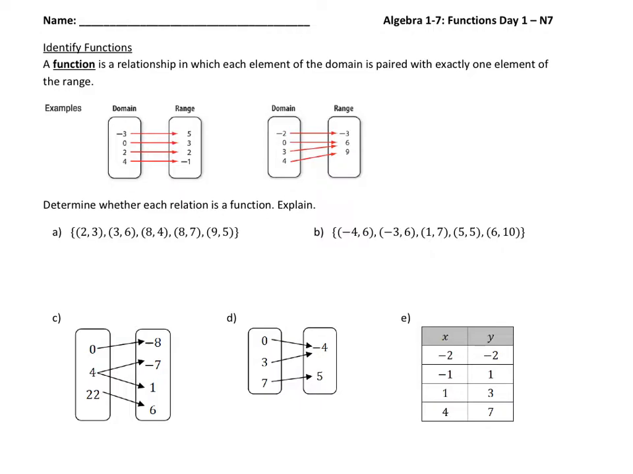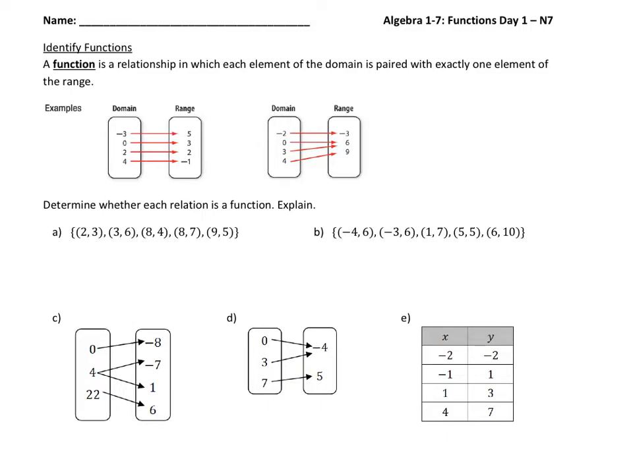Identify functions. A function is a relationship in which each element of the domain is paired with exactly one element of the range. So when we take a look at these two different examples, we have domain on the left and range on the right. These are mappings. And if you notice, every element of the domain has only one arrow or line to each element of the range. Over here as well, each element of the domain goes to one element of the range. It's okay if the range is repeated, but it is never okay if the domain is repeated. So in other words, your x values cannot repeat.